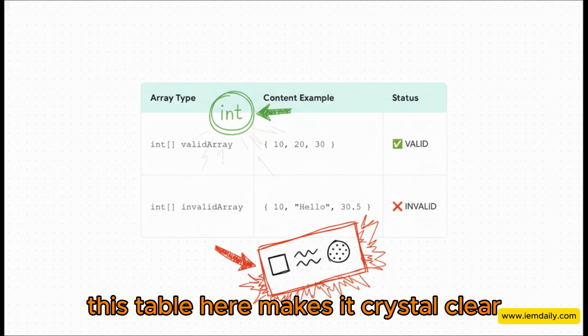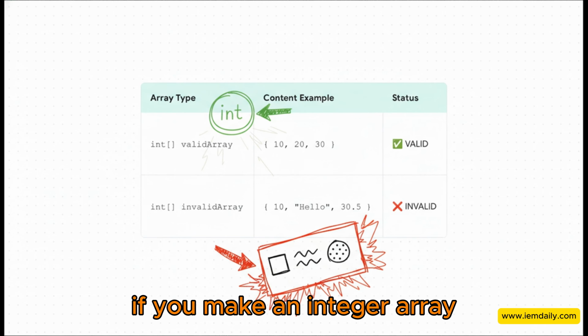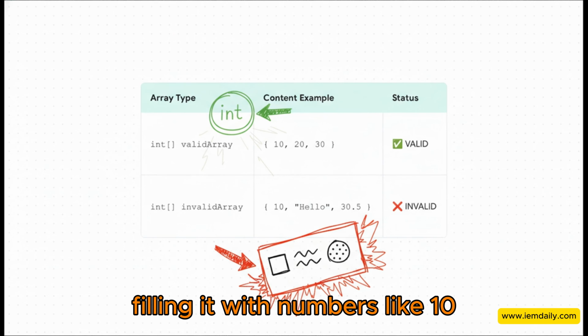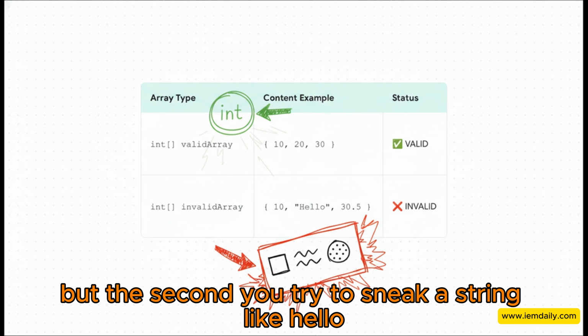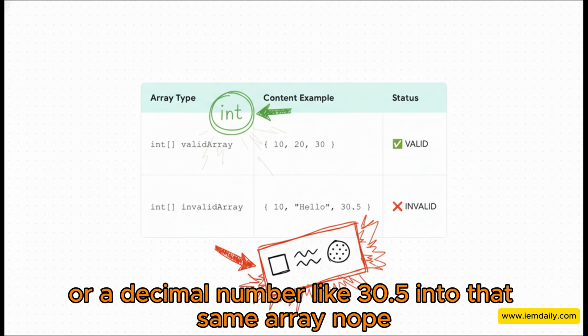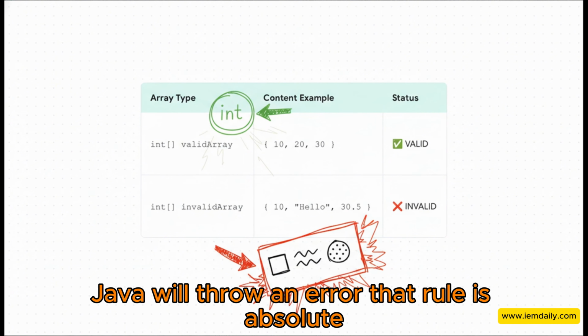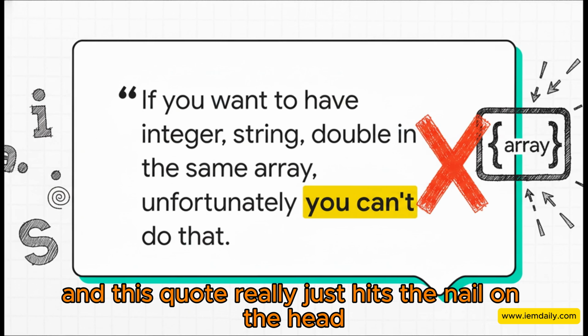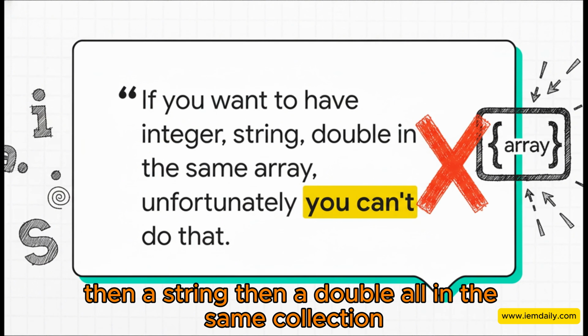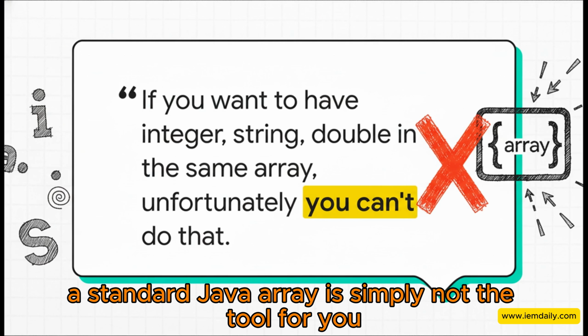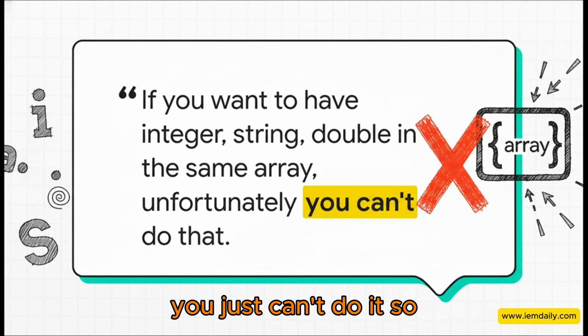This table here makes it crystal clear. If you make an integer array, filling it with numbers like 10, 20, and 30 is totally fine. But the second you try to sneak a string like "hello" or a decimal number like 30.5 into that same array, nope, Java will throw an error. That rule is absolute. And this quote really just hits the nail on the head. If what you need to do is store an integer, then a string, then a double, all in the same collection, a standard Java array is simply not the tool for you. You just can't do it.